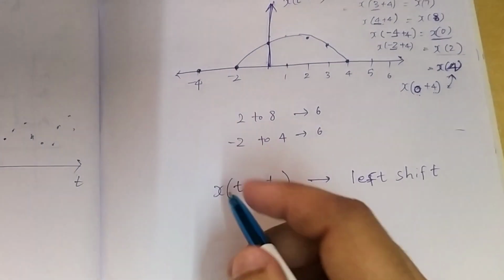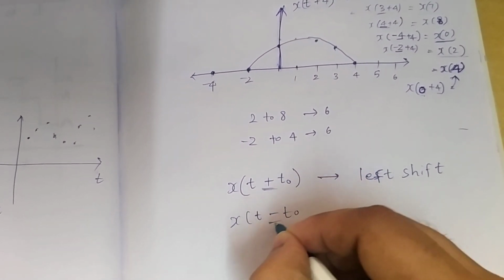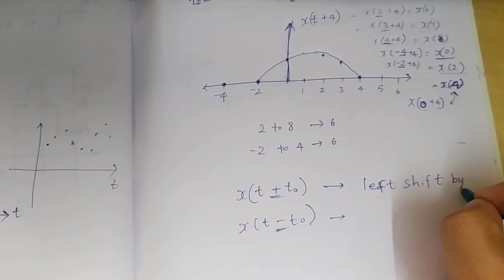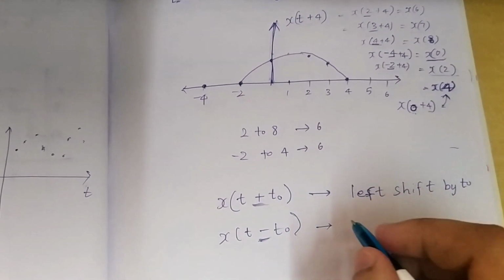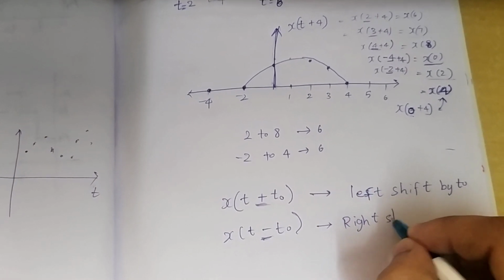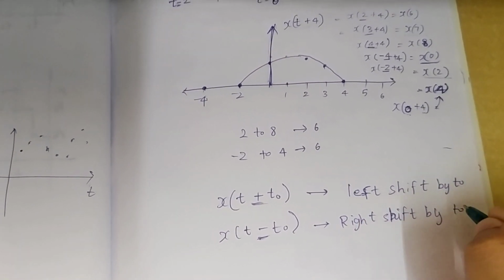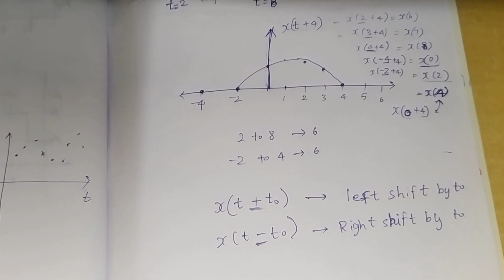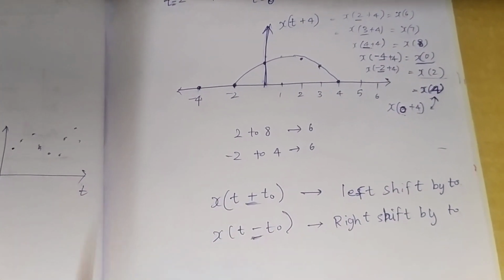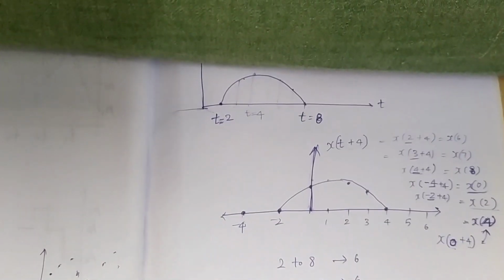And obviously by analogy, if it is x of t minus t naught, if there is a minus instead of plus, you will be shifting it right by t naught. That is the basic idea here. If it is plus, you have to shift it left. If it is minus, you have to shift it right. This thing entirely is known as time shifting.